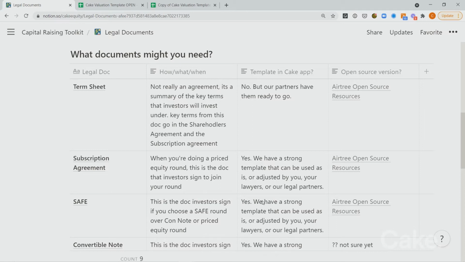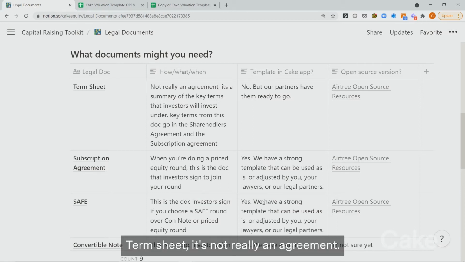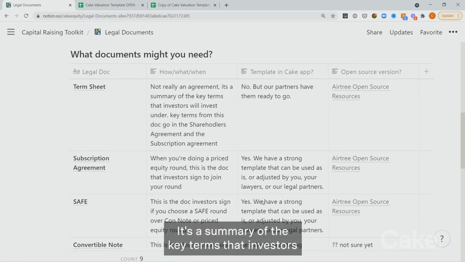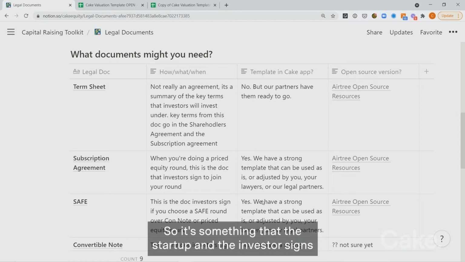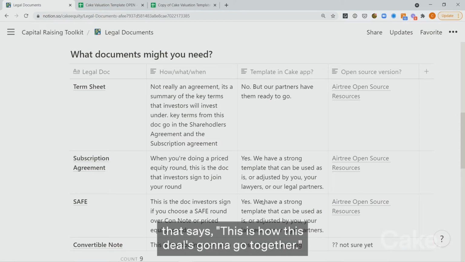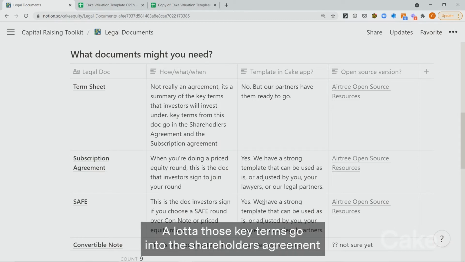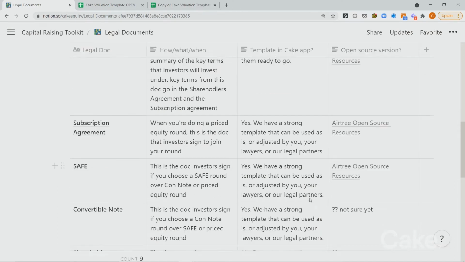So what are they? Term sheet is not really an agreement. It's a summary of the key terms that investors will invest under. So it's something that the startup and the investor sign to say, this is how this deal is going to go together. A lot of those key terms go into the shareholders agreement and the subscription agreement.